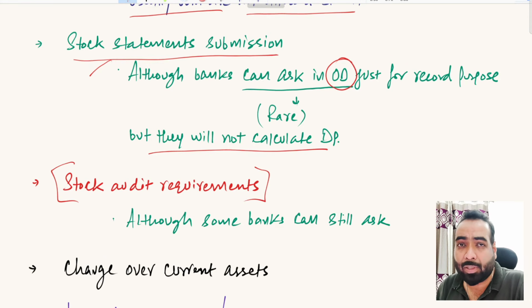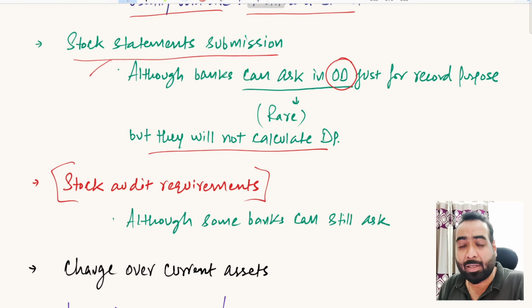Most of the banks don't get the stock audit done in overdraft limit cases, but one or two banks that I know personally have their internal policy that if the loan exposure exceeds a certain amount, say 5 crore, 10 crore, then whatever the type of limit the client is availing, the stock audit will be applicable.